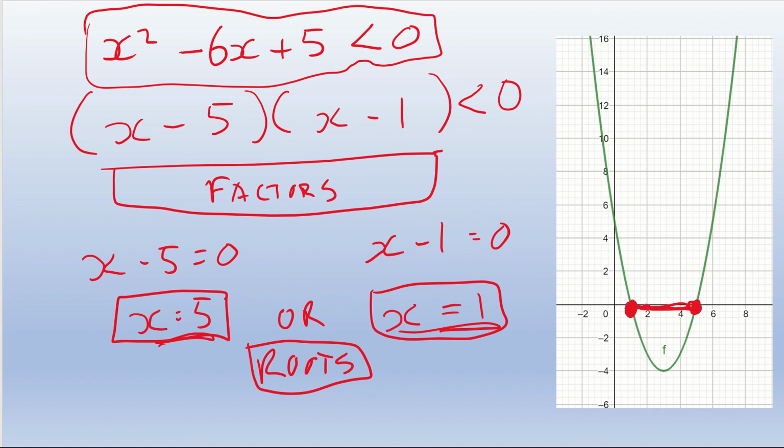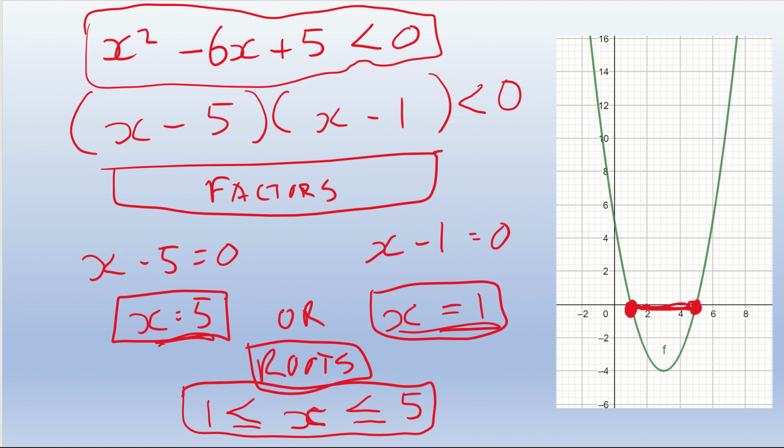So when x is less than or equal to 5 but greater than or equal to 1, you'll notice that I've done that all in one inequality expression, and that's because there's only one area of the graph that we were looking at. It was that bit there that's in red.